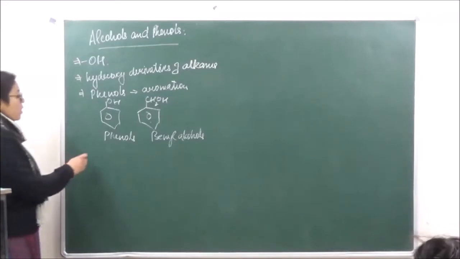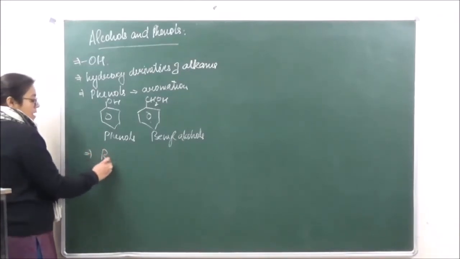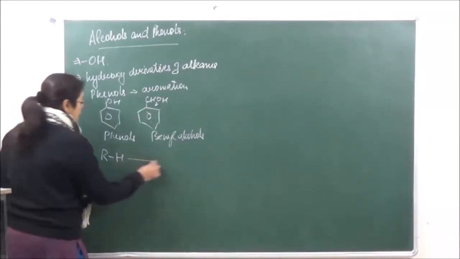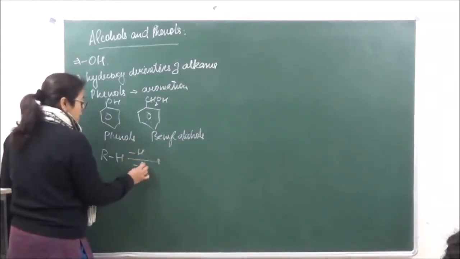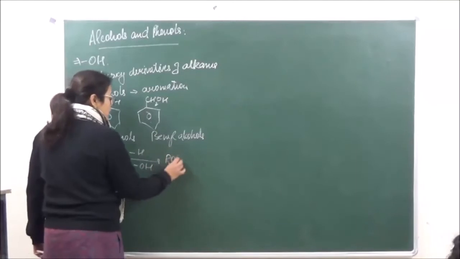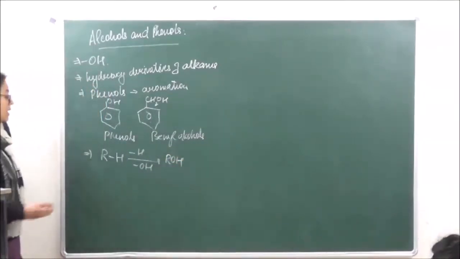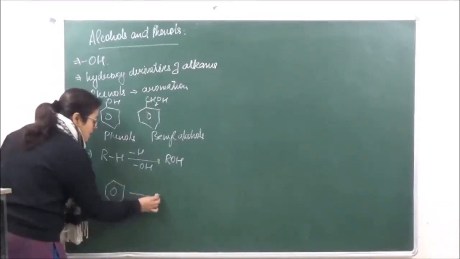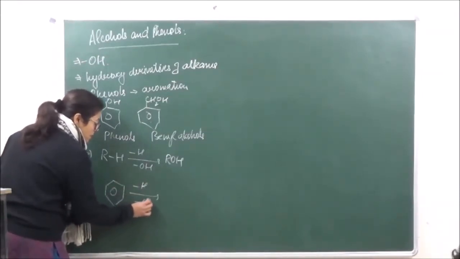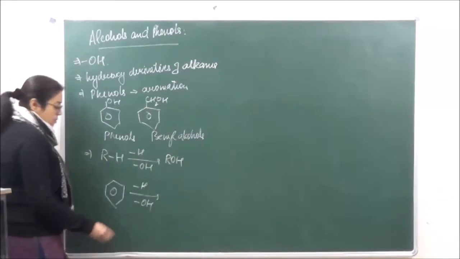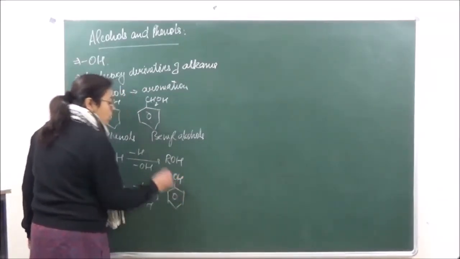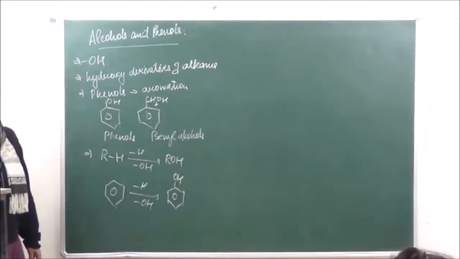So when we are talking of an alkane, substitution of hydrogen by the OH group is going to give us ROH. Okay? Similarly, if we are talking of benzene, substitution of H by OH is going to be known as phenol. So these are the two compounds which we have over here.